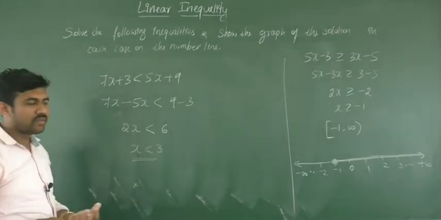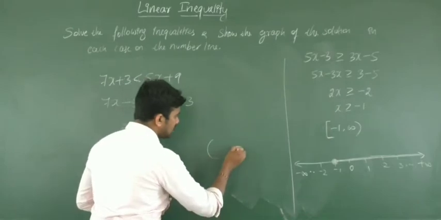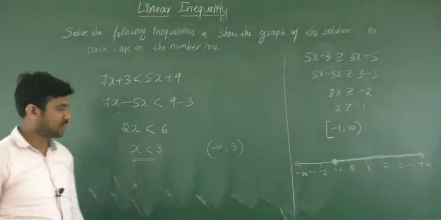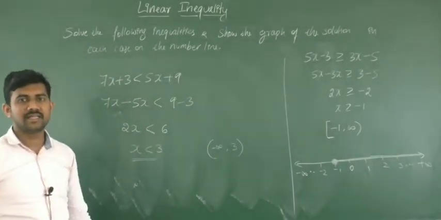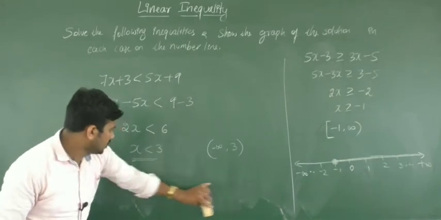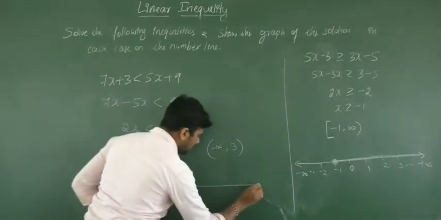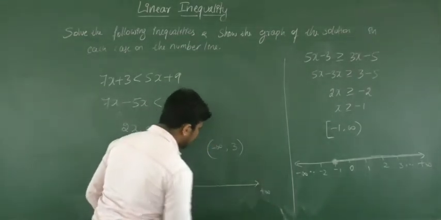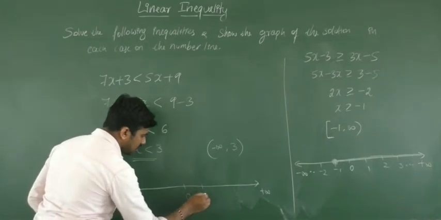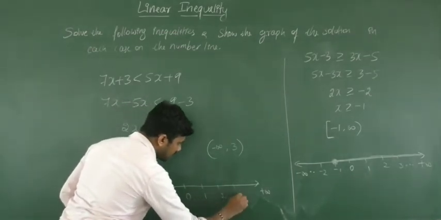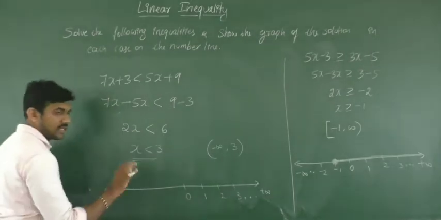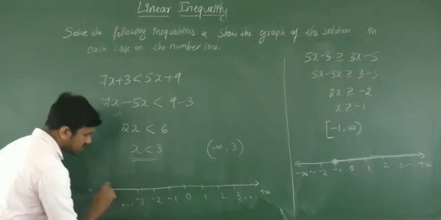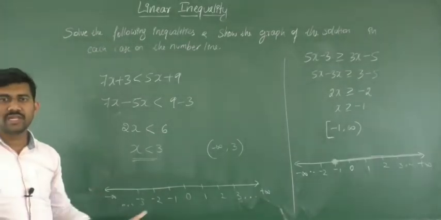So what is the interval we'll get here? x is decreasing from 3, excluding 3. x is strictly less than 3 here. So to show the solution on number line, we have to draw the graph like this, minus infinity to plus infinity, and the point 3 is required here. So like this 3. After that it continues minus 1, minus 2, minus 3 and so on. It is the real line, so it contains all the real numbers, not only the integers.